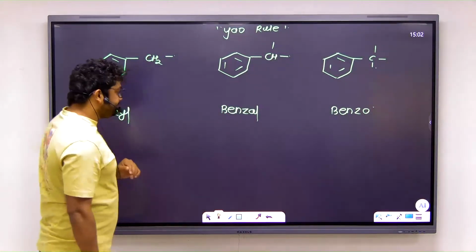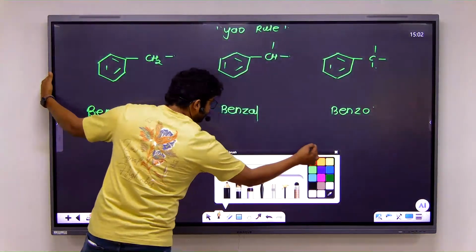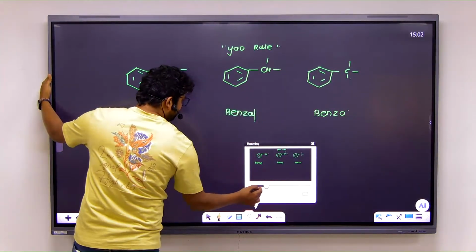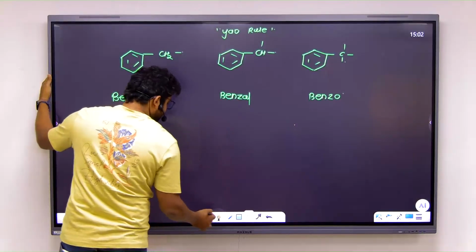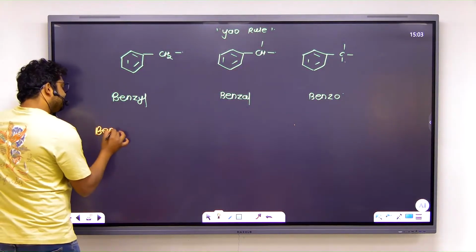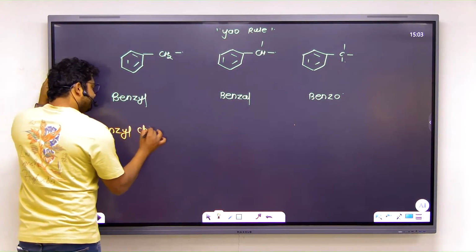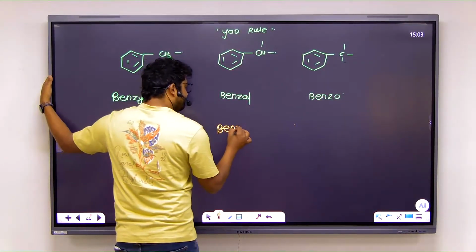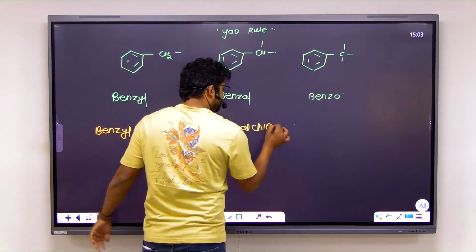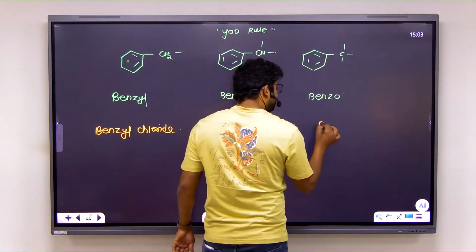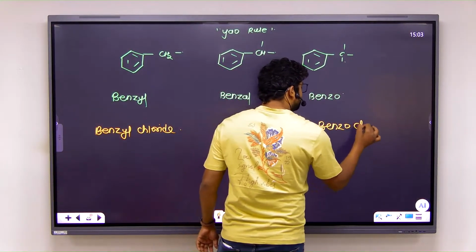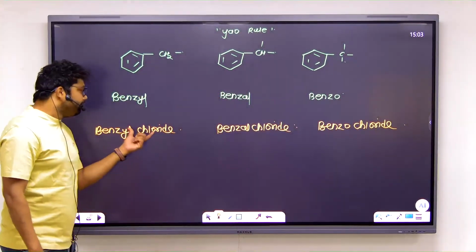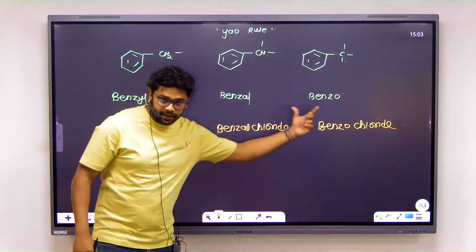Okay, common names you can write. Suppose someone told you these all structures contain benzyl chloride. What is that? A benzyl chloride. Someone told you it's a benzyl chloride, and someone told you it is a benzotrichloride. They won't tell you whether chlorine is one time, two times, or three times.